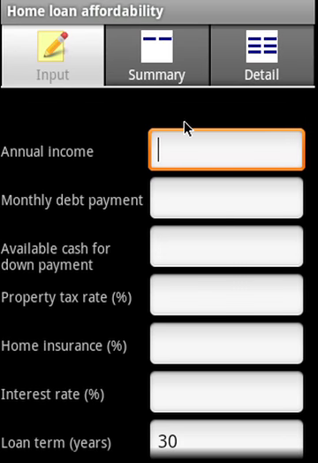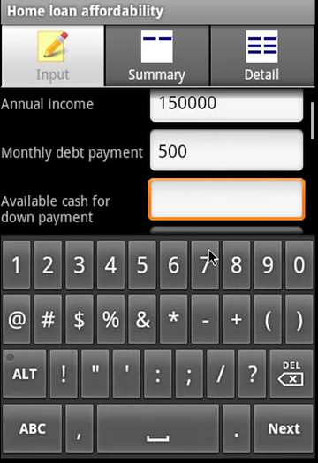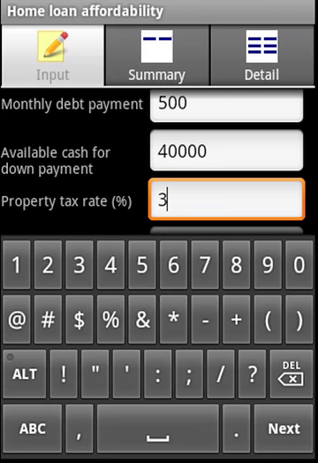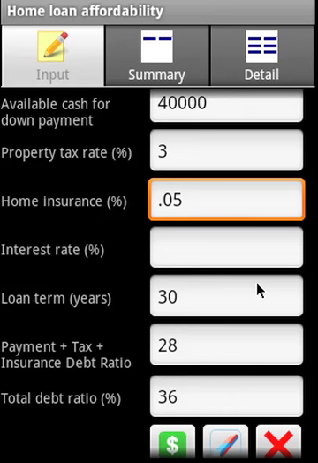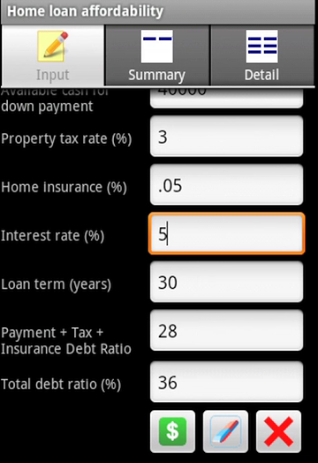Affordability, say annual income is 150,000 and now monthly debt payment is 500 and available cash for down payment is 40,000 and property tax rate is 3%. Home insurance is 0.05% and interest rate is 5%, and we are assuming the loan term here is 30 years, but you can actually change it.